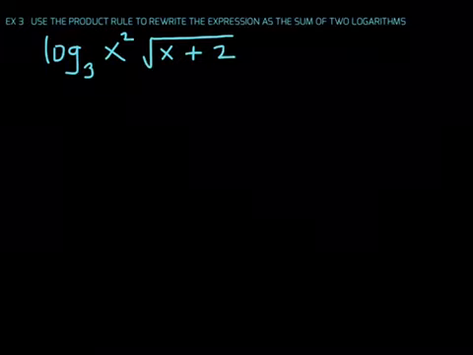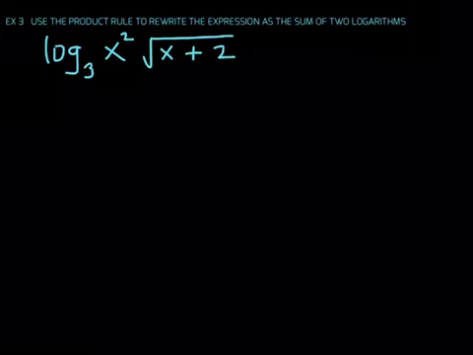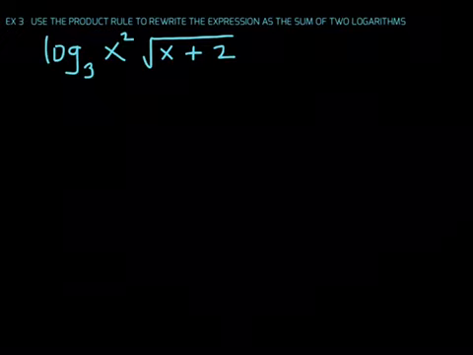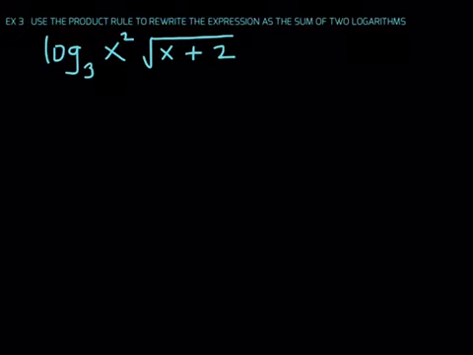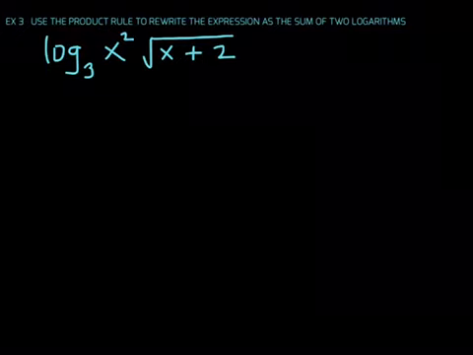So you have log base 3 of x squared times the square root of x plus 2. Now, please keep in mind that we're actually going the opposite direction of the product rule now. Think of it: you only have one logarithm, and they want you to rewrite this as a sum of two logarithms. So in this example, you're going from one log to two logs.